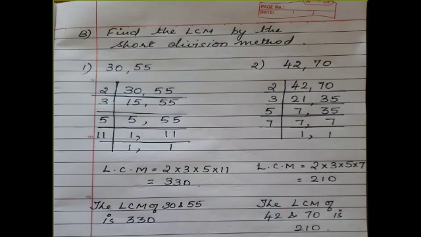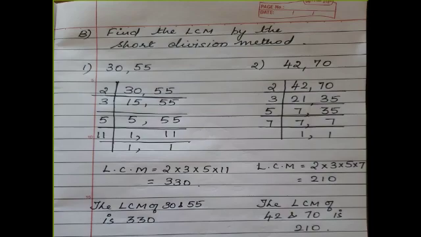Let us see another sum, 42 and 70. So you will start dividing with the smallest prime factor. 21 2s are 42 and 35 2s are 70. Then the next smallest prime factor is 3. Then you divide, 7 3s are 21, and bring down 35 as it is.